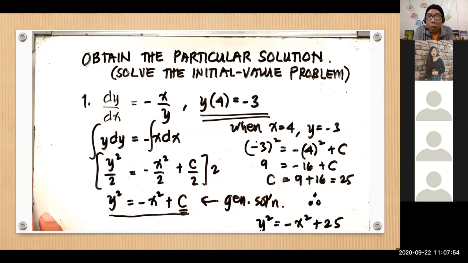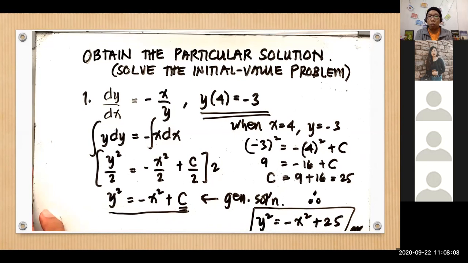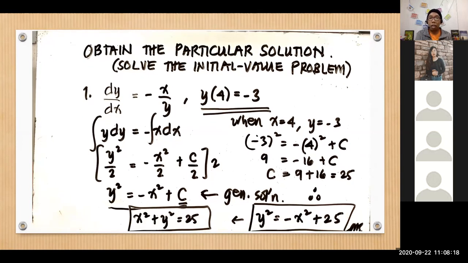So actually circle yan, di ba? Equation ng circle. Pwede mong i-transpose yung minus x squared dun sa left-hand side para maging positive siya. So yung magiging solution mo is, other way of writing that, x squared plus y squared equals 25. Okay? That's it. That's how you apply the given condition para ma-solve natin yung value ni C at to finally write our particular solution. Okay? So that's all. Yan na yung simple na explanation about finding the particular solution. Okay? Any questions?